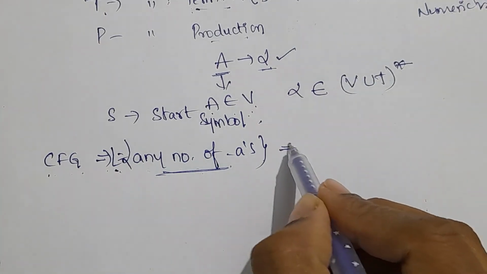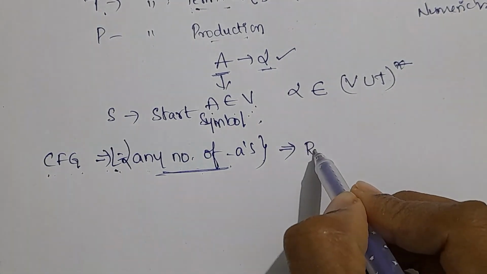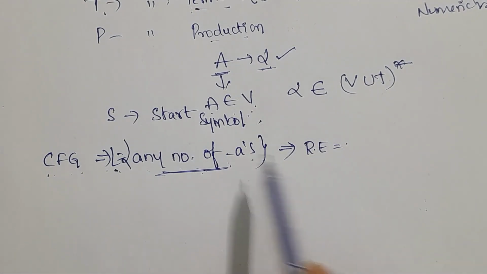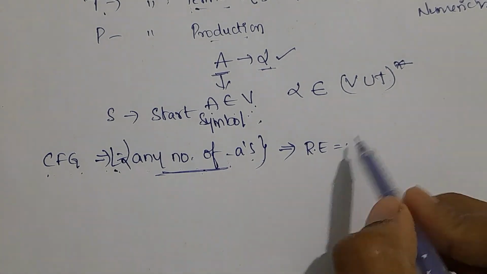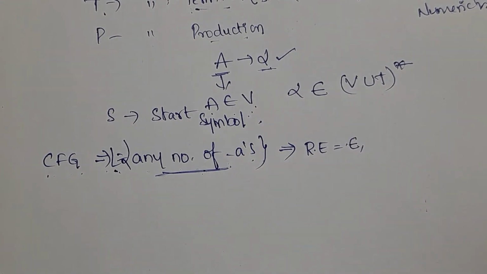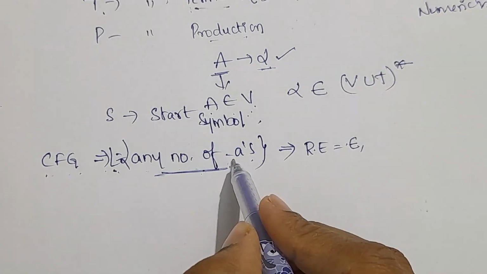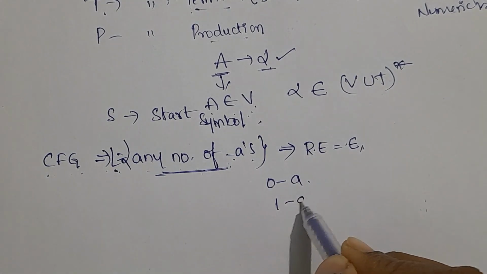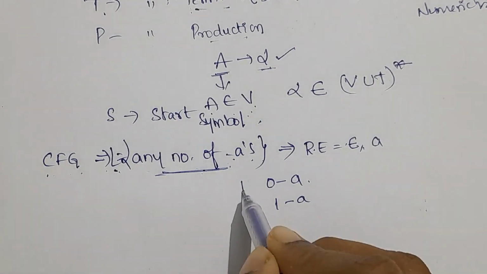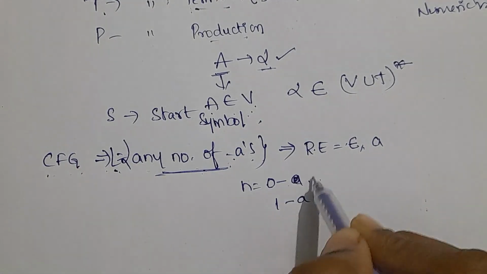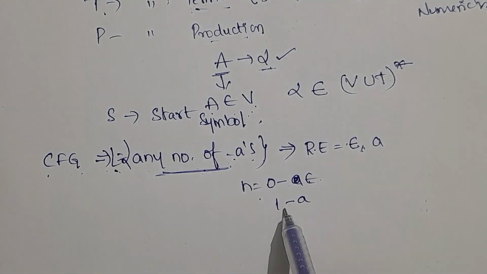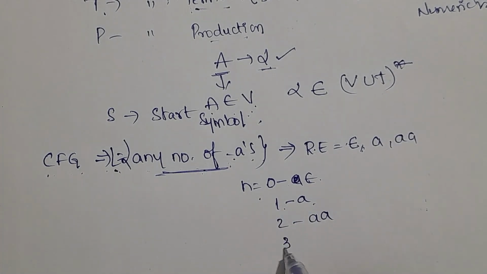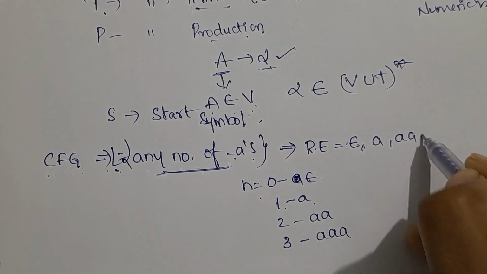Initially, whenever the language rule is given, you need to construct a regular expression for it. Any number of A's means it can be 0 A's, in which case the regular expression will be epsilon. If n is 0, the result is epsilon. If n is 1, A. If n is 2, AA. If n is 3, AAA.